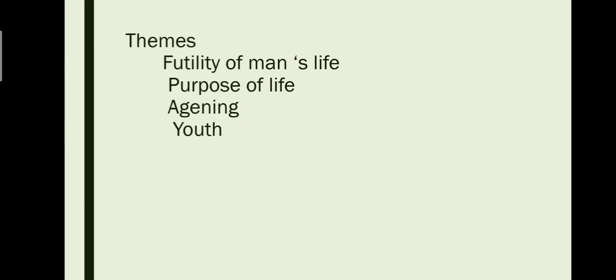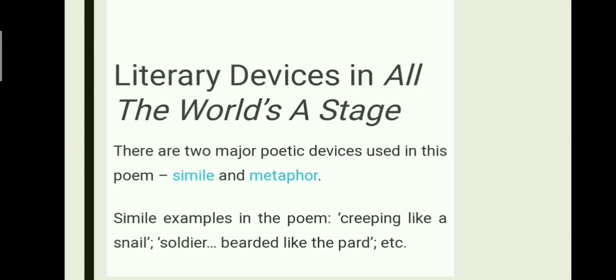Themes in the poem are futility of man's life, purpose of life, aging, and youth. Futility of man's life is the first theme, or the basic idea of the poem that comes to the reader's mind, that the life of a man ends in ultimate death.